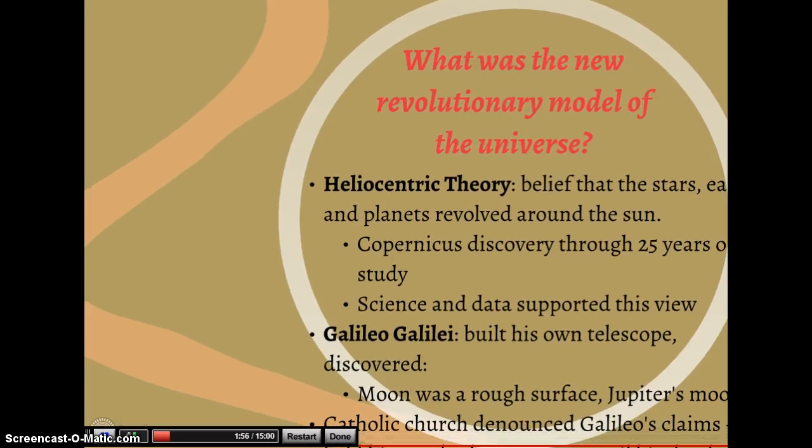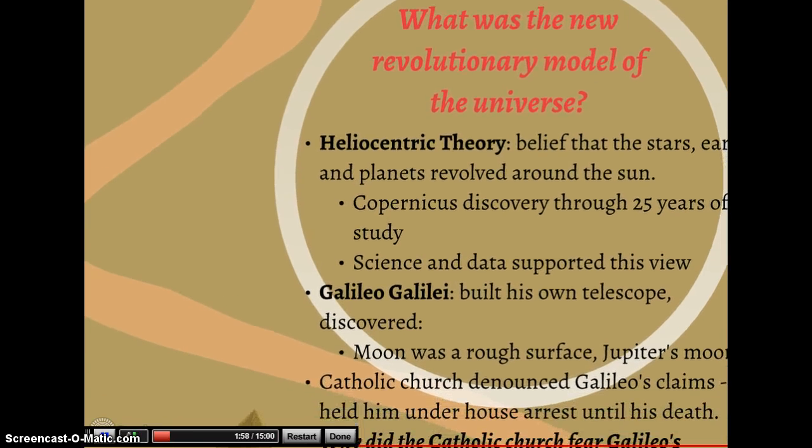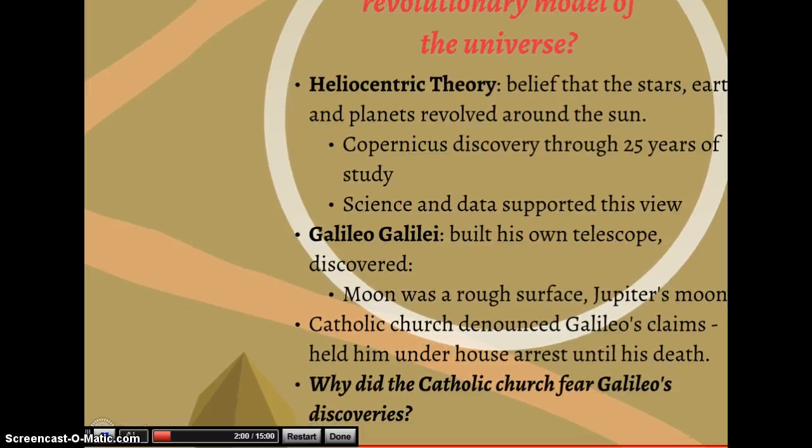So your next question should be, what was the new revolutionary model of the universe? Well, there was a Polish astronomer named Nicholas Copernicus, and he did not feel that the geocentric theory accurately explained the movements of the sun, the moon, and the planets. And so after studying the planets for over 25 years, he reasoned that it was actually the stars and the Earth and other planets that revolved around the sun. And this was known as the heliocentric theory.